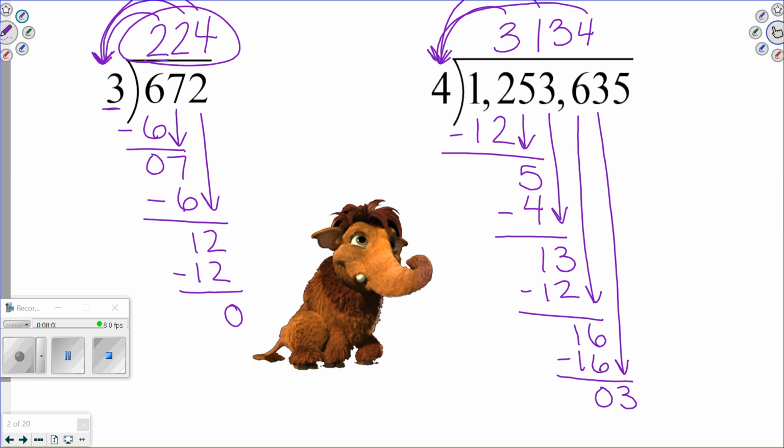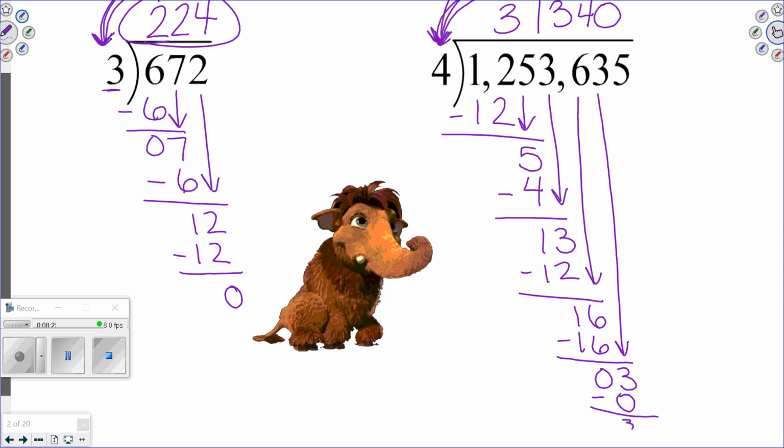Hold on, guys. I don't want to lose people. How many times does 4 go into 3? None. So we have to put a 0 up there. 0 times 4 is 0, and then we subtract. 3 minus 0 is 3. And bring down the 5. You had to put the 0 up there because 4 did not go into 3. You have to put the 0 because it's not the first number in the problem.